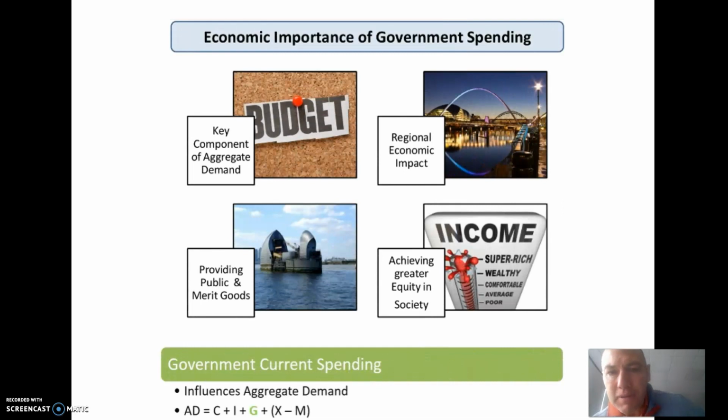The economic importance of government spending. So just in terms of this, we know it's a component of aggregate demand. We know that every time money is spent, it's not equally all over the country. There are going to be particular localized and regional impacts. It can be used to achieve greater equality through the tax and benefit system, and it can also tackle market failure through providing public and merit goods.